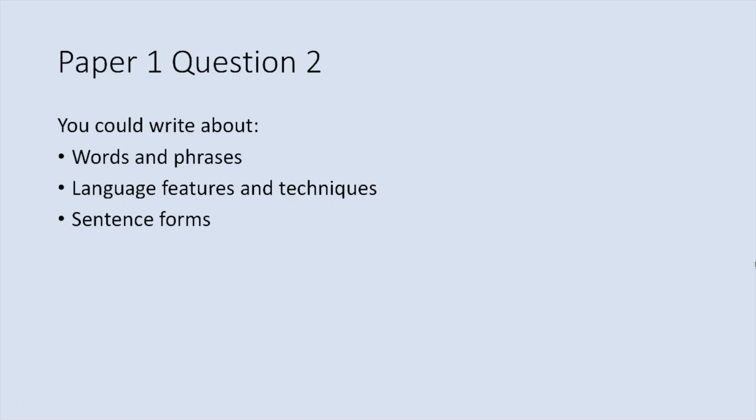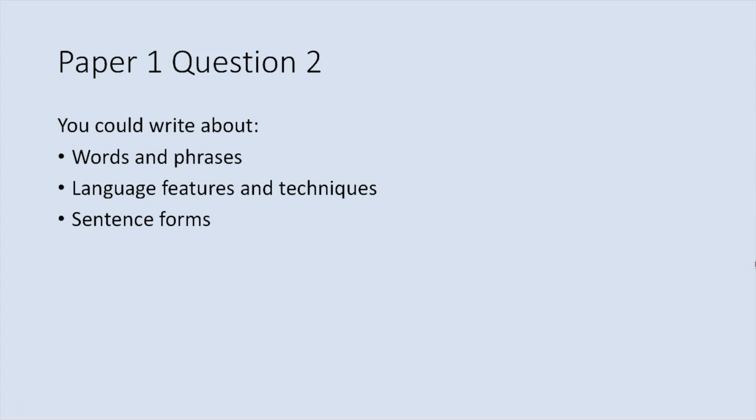So the first thing I want to talk about is paper 1 question 2. Now, as you know, this is the language analysis question, and the question asks you to analyse language, and then it gives you this part of the wording of the question. You could write about words and phrases, language features and techniques, sentence forms. And we've always made it very clear here on this channel that the keyword is could. You could write about these things. You don't have to write about these things.